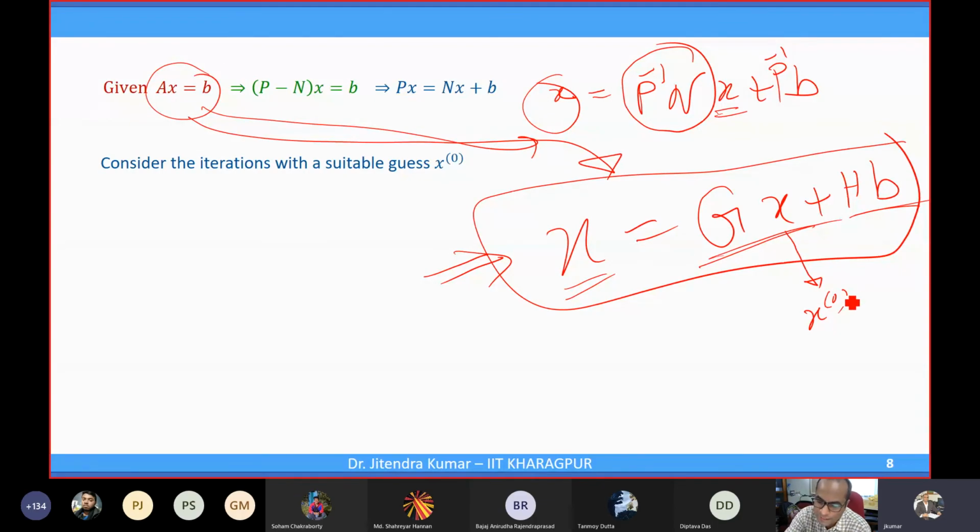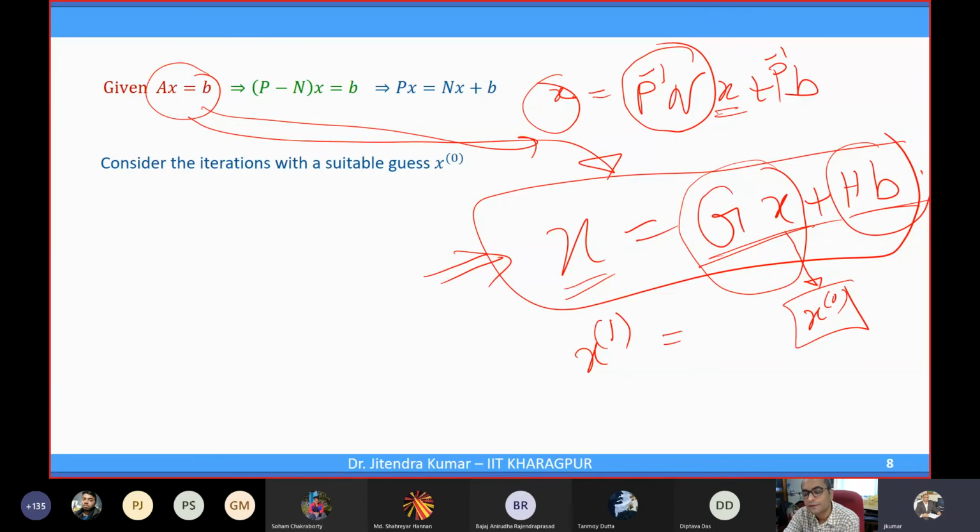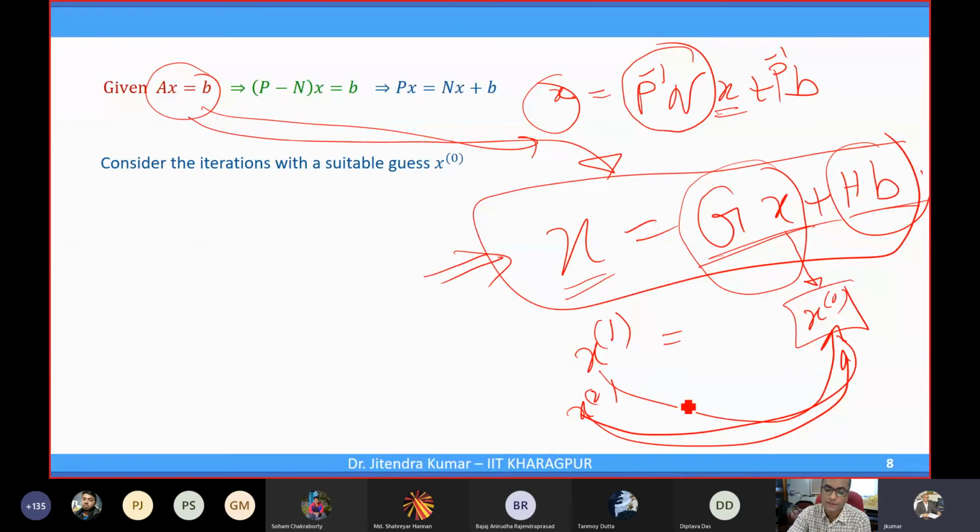So what we do is we start with some x0, some initial guess. We compute Gx plus Hb, and we get a new x. Correct? Now this x you substitute there, you get a new x. Then you substitute again, you get a new x. And you keep on doing that until you feel that things are not changing. You are getting almost x is equal to this.